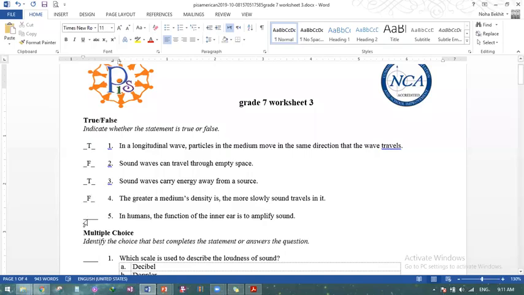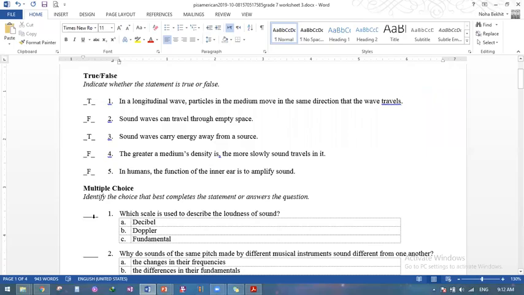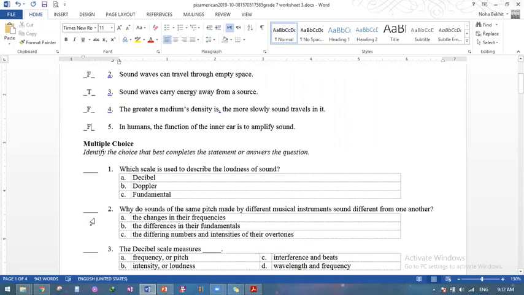Okay, in humans, the function of the inner ear is to amplify sound. The function of the inner ear is to amplify the sound. Yes, Rahma? False. False, that's right. The job of the inner ear is to send signals to the brain. But the middle ear is the one that amplifies the sound. That's right. Thank you, Rahma, not the inner ear.